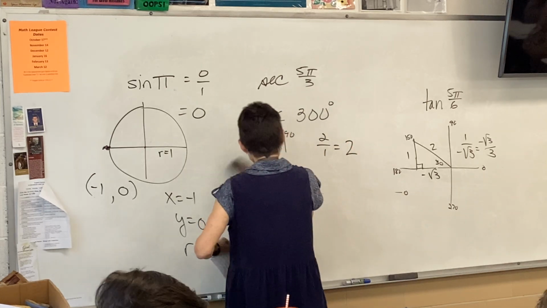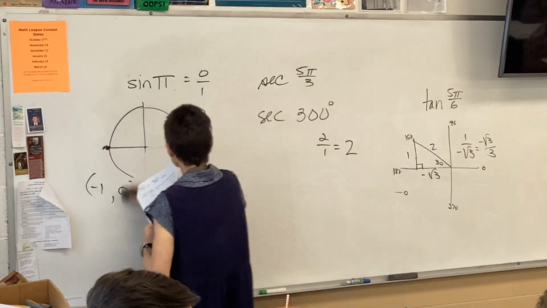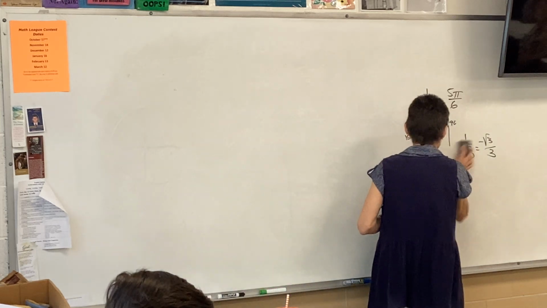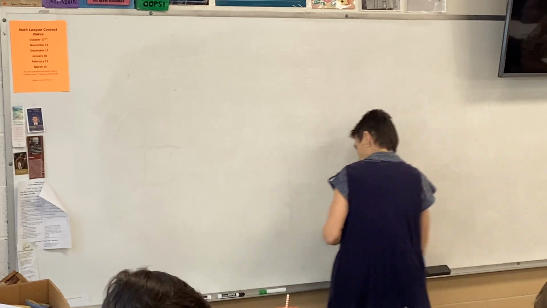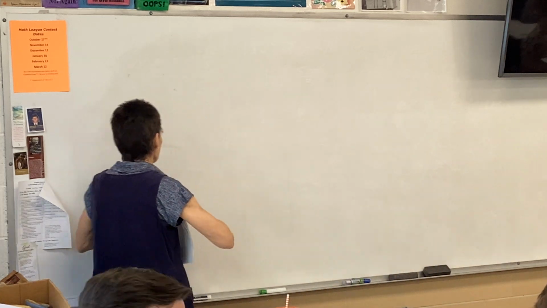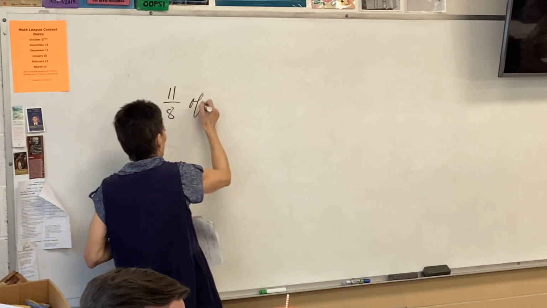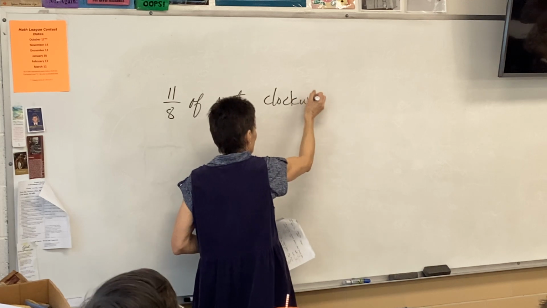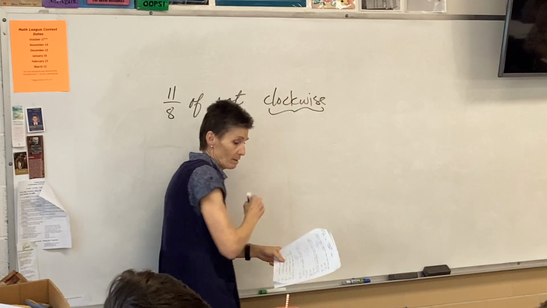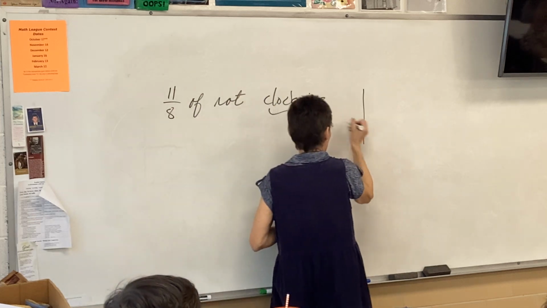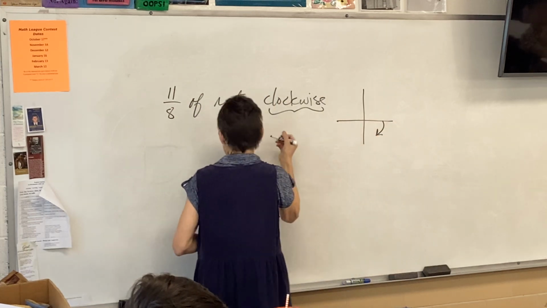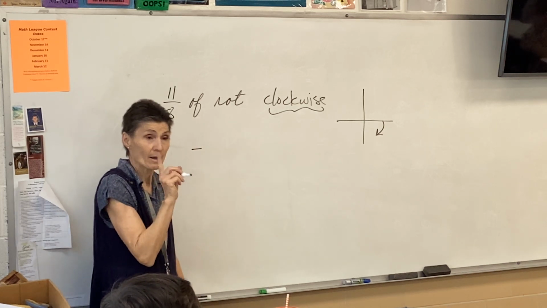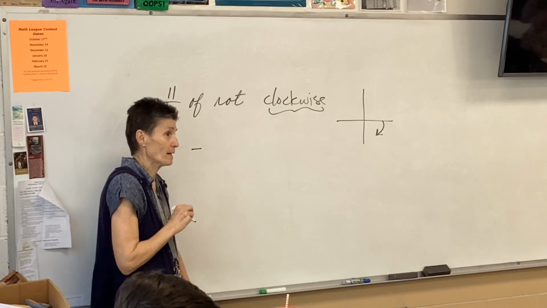Okay, so we're answering in radians, of course. So we want to know what is the radian measure of the angle that's represented by 11/8 of a rotation clockwise. Now, what does this mean? What does that tell me? That tells me that my angle is going this way, which means whatever I end up with is going to be negative. Now, a rotation, a revolution, is how many radians?